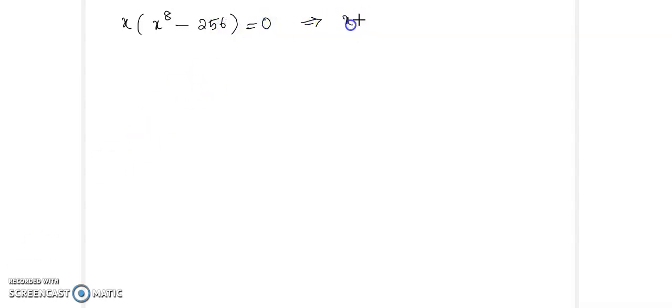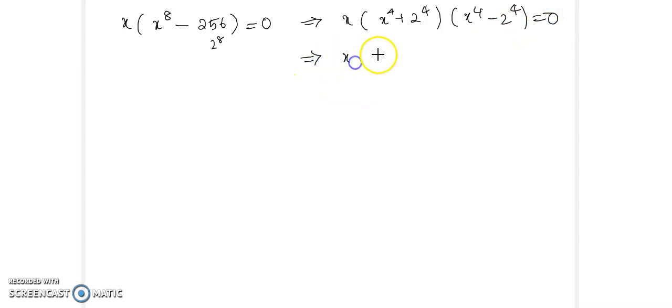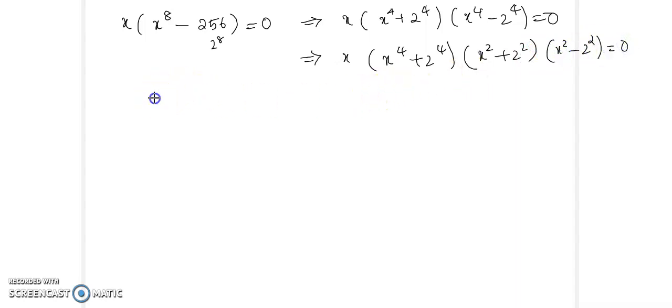So that implies x into, this is 2 raised to 8, we will get x raised to 4 plus 2 raised to 4 into x raised to 4 minus 2 raised to 4 equal to 0. We can write this as x into x raised to 4 plus 2 raised to 4 into x square plus 2 square into x square minus 2 square equal to 0. So therefore real roots are x equal to 0, 2 and minus 2.